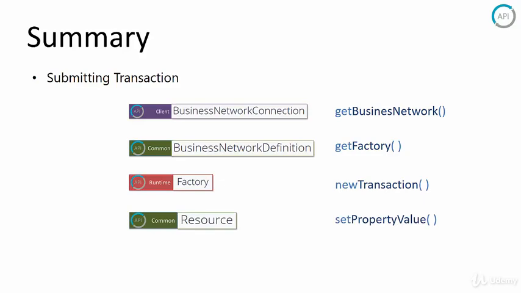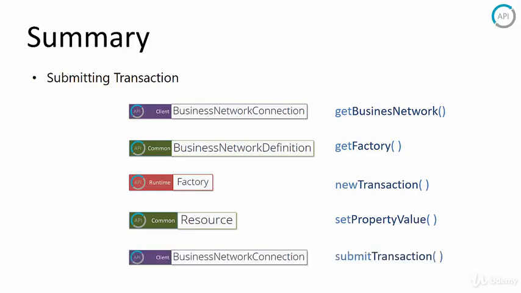You would use the set property value on the resource object to set the various attributes of the resource. And then you would use the submit transaction function on the business network connection to submit the transaction to the Fabric runtime.